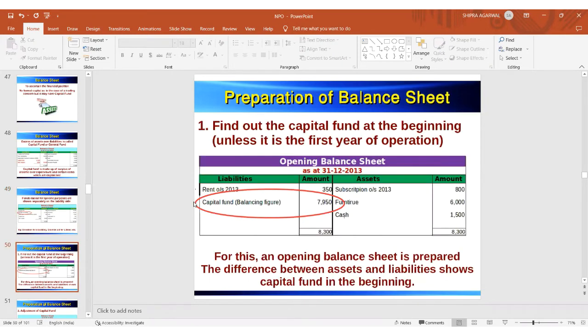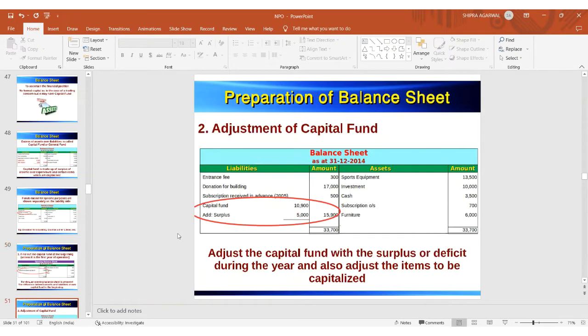Now, whenever we are talking about the balance sheet, there are two types of balance sheet. One is the opening balance sheet, that means at the starting of the year, and the other is the closing balance sheet at the end of the accounting year, right? Many times in the opening balance sheet, the amount of capital fund is not given to you. And the objective of preparing your opening balance sheet is to calculate the capital fund only. So we just write down all the assets and the liabilities in their respective columns. And then there is always a balancing figure, and that balancing figure is nothing but your capital fund figure, right?